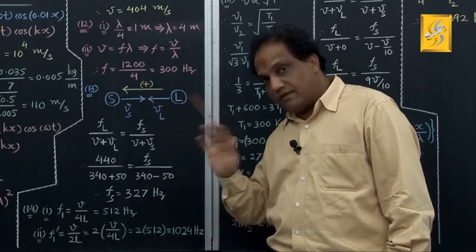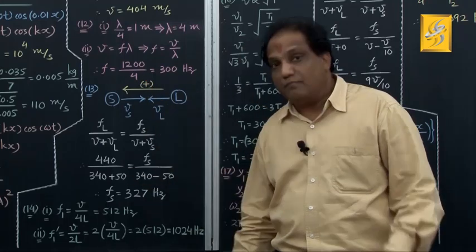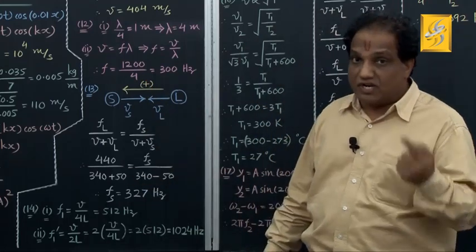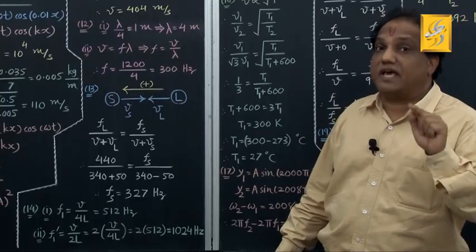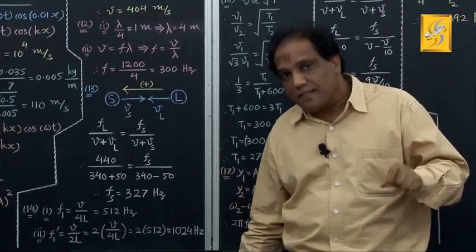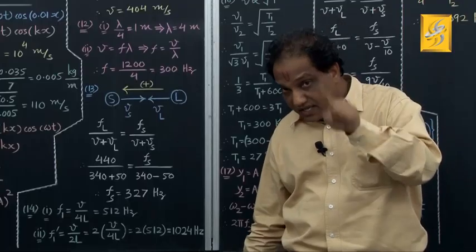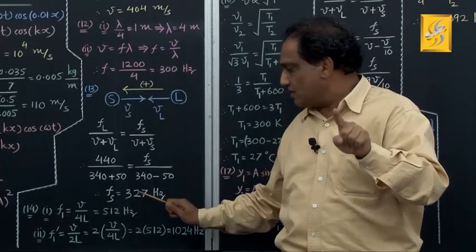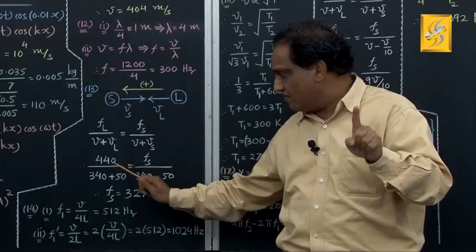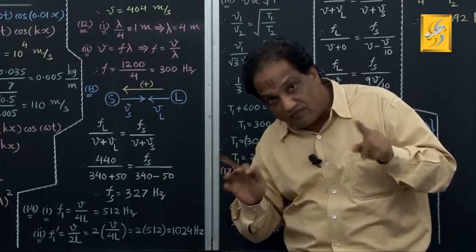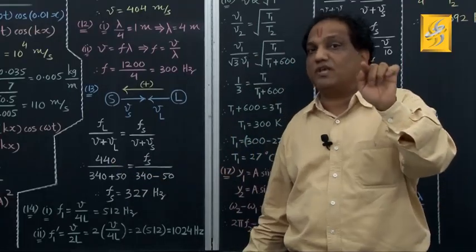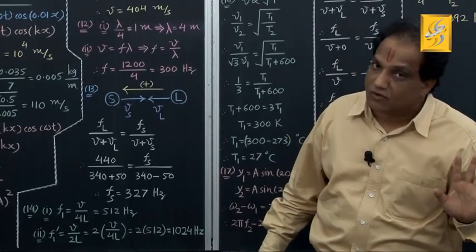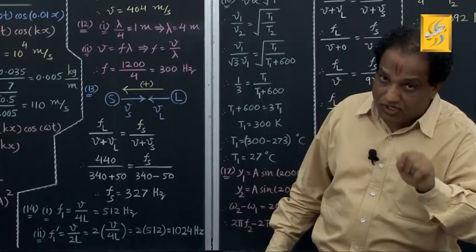They may give you the same statement in the examination, but they may ask what is the increase in the frequency as experienced by the listener. Then in that case, to find that increase in frequency, what should you do? You should subtract 327 from 440. So your final answer in that case would be 440 minus 327. Okay. So please read the question carefully.